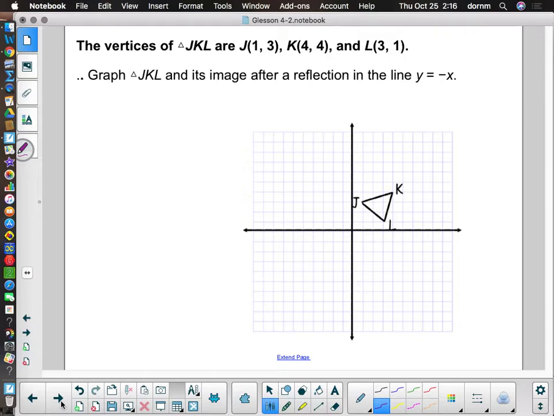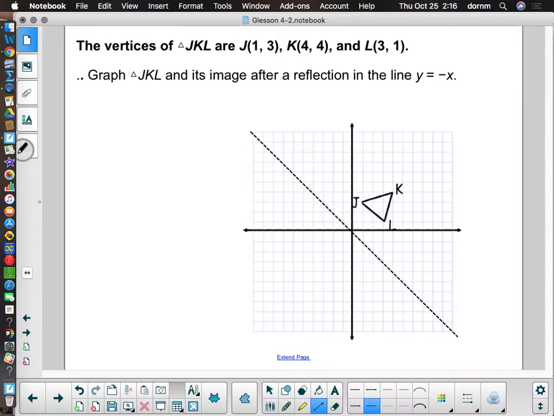Reflection in the line y equals -x. Okay, y equals x is the 45-degree diagonal up to the right. y equals -x is the 45-degree diagonal coming down this way. That's the line y equals -x. So if I reflect in that, again, we've done this before. When we're reflecting in a diagonal, we go on the opposite diagonal. I'm 2 boxes over, so I'm going to go 2 boxes over. So that's going to have to be my L primed.